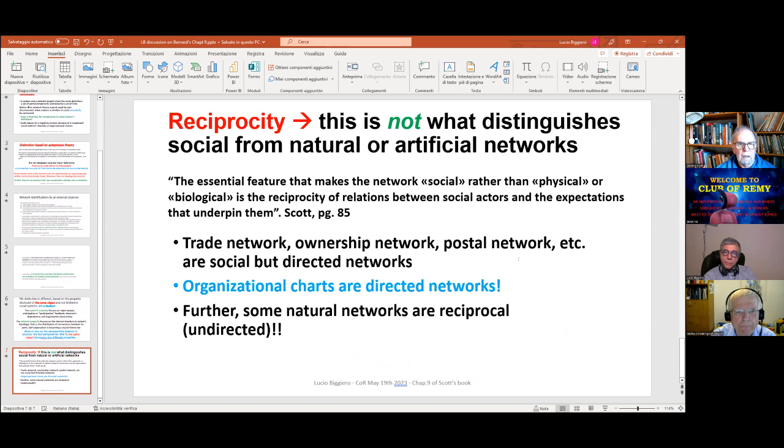Reciprocity. Well, I'm saying the reciprocity of relations. Here you're echoing what I said earlier, that organizational charts are directed networks, and that the people at the bottom of the hierarchy don't have reciprocal relations in that sense with the ones at the top.